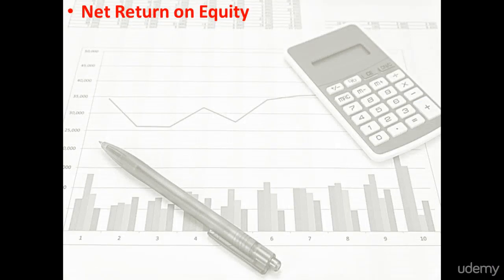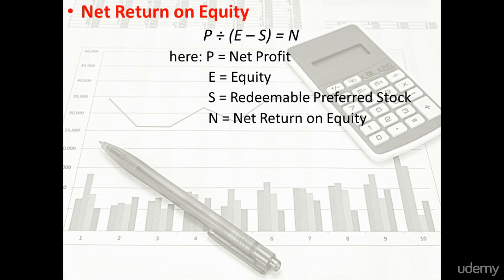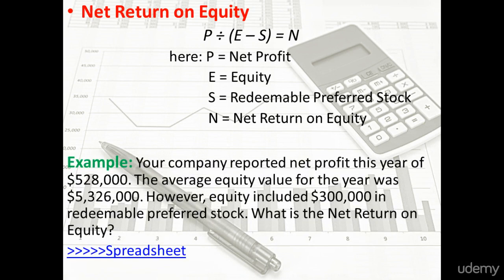The formula for return on equity is adjusted in one specific circumstance: when a corporation has issued a redeemable preferred stock, a special class of equity that acts more like a bond than like equity. The formula should exclude its value. This formula produces the net return on equity. Here is the formula: net profit divided by the equity minus redeemable preferred stock. And here is an example.